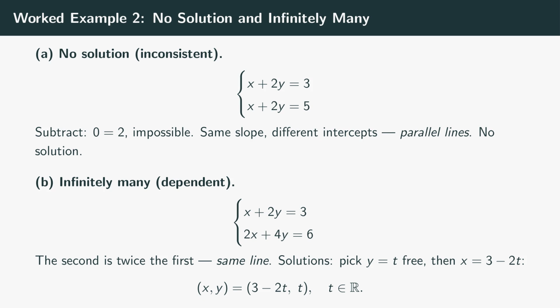To describe them all, let y be a free parameter t, and solve the first equation for x equals 3 minus 2t. So the solutions are the pairs (3 minus 2t, t), as t ranges over all real numbers. A whole line of solutions captured by one parameter.